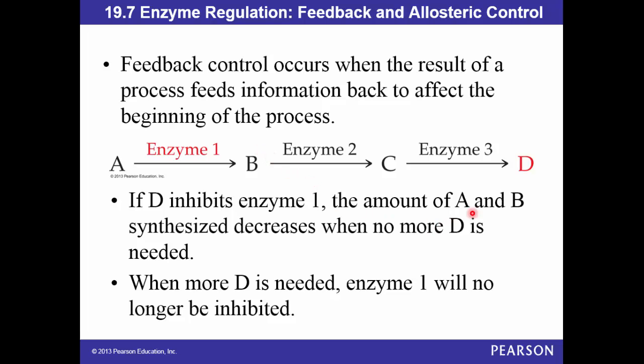No, the amount of B and C synthesized decreases when no more D is needed. When more D is needed, enzyme 1 will no longer be inhibited. Then, when D reaches a certain concentration, it goes all the way and inhibits enzyme number 1, and this is called feedback inhibition.